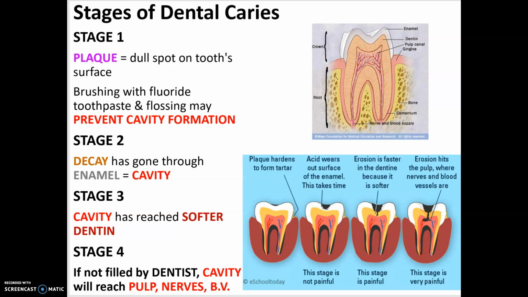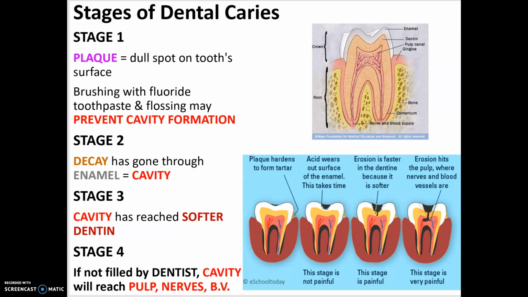We start off with, of course, the plaque. So a dull spot on a person's tooth, the formation of the pellicle, and then the biofilm. However, if you do keep up good oral hygiene, if you're flossing and you're brushing your teeth, you will prevent this formation of plaque, and as a result of that, you'll prevent the formation of cavities.